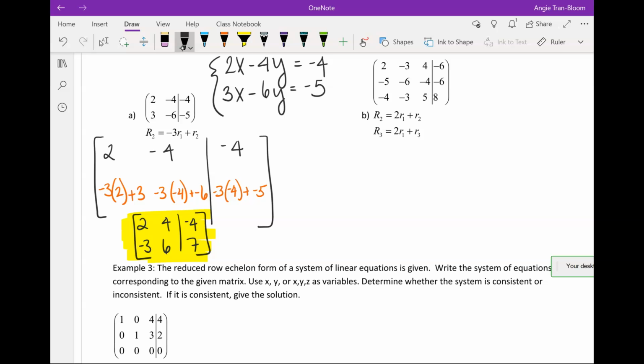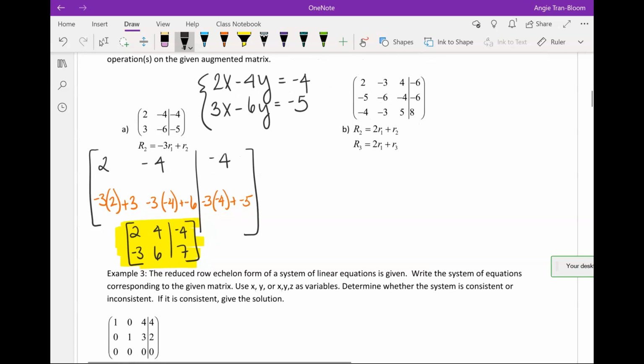Example B, you are given a matrix with 3 rows. Okay. First, they want you to write it as a system. How many variables are you going to have? 3.